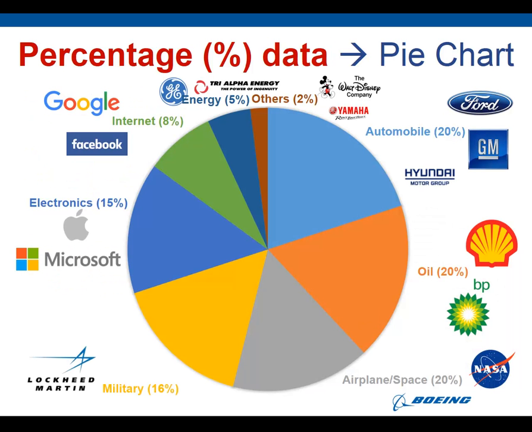So this is one of the applications using a pie chart. I just drew a pie chart showing the percentage of students who want to go to each company, which company you want to go to. For example, 16% of our students mentioned that they want to go to Lockheed Martin after they graduate.